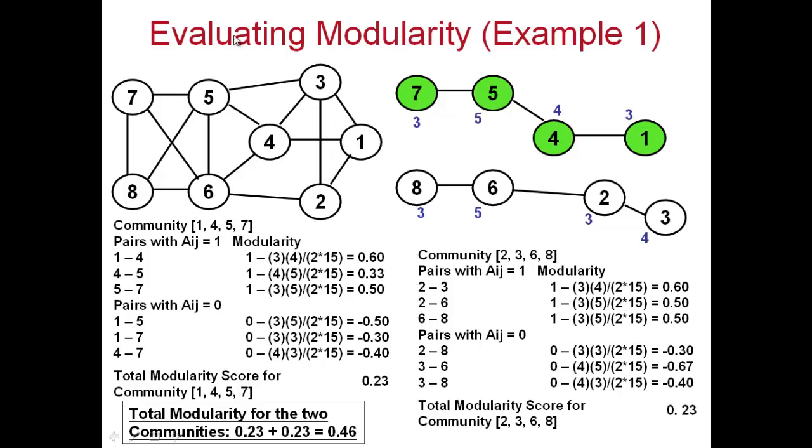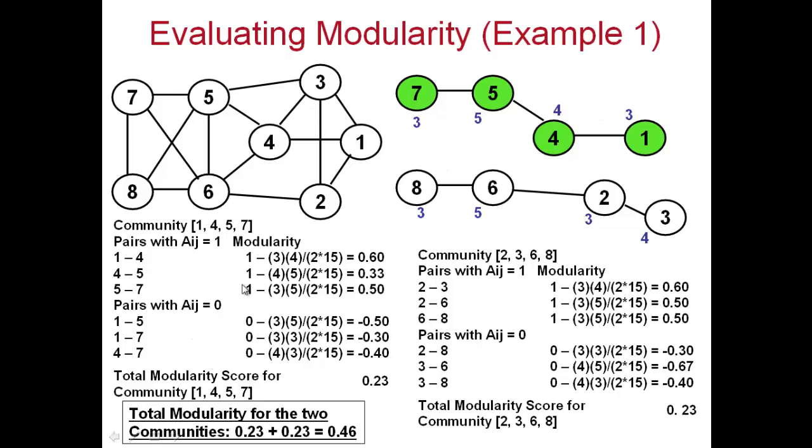So now let us look at these numbers here. Let us say we have this graph and some algorithm has recommended this as a partitioning of the graph into two communities. What we are going to do now is look at this community of vertices 1, 4, 5, 7 and consider all possible pairs of vertices that are part of this community. So you can have 1, 4, 1, 5, 1, 7, 4, 5, 4, 7, 5, 7. For 4 vertices, these are the 6 possible combinations.